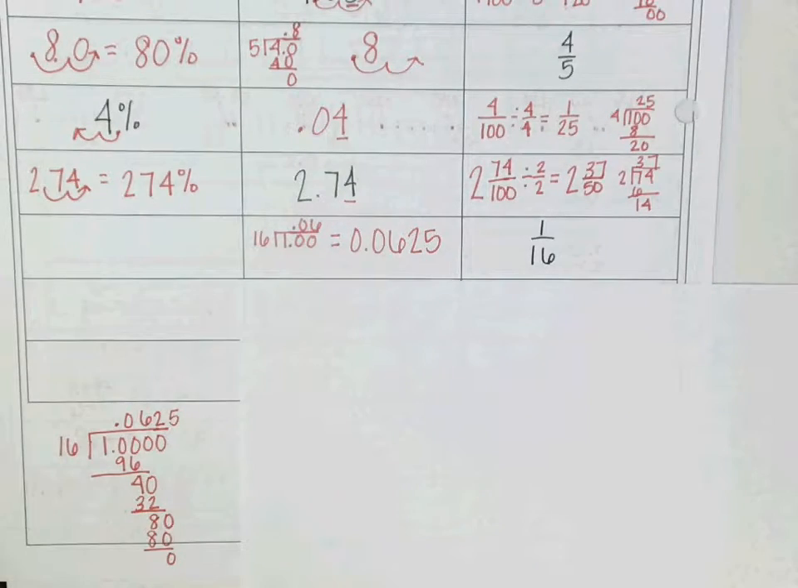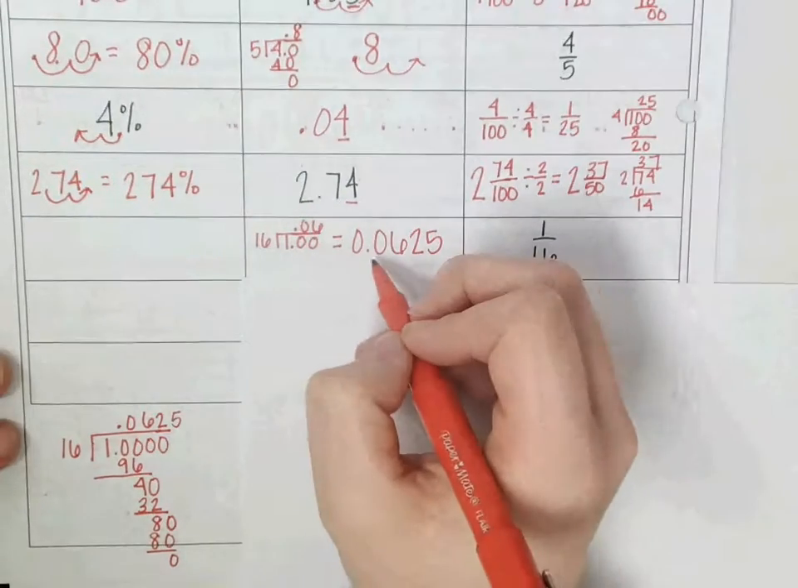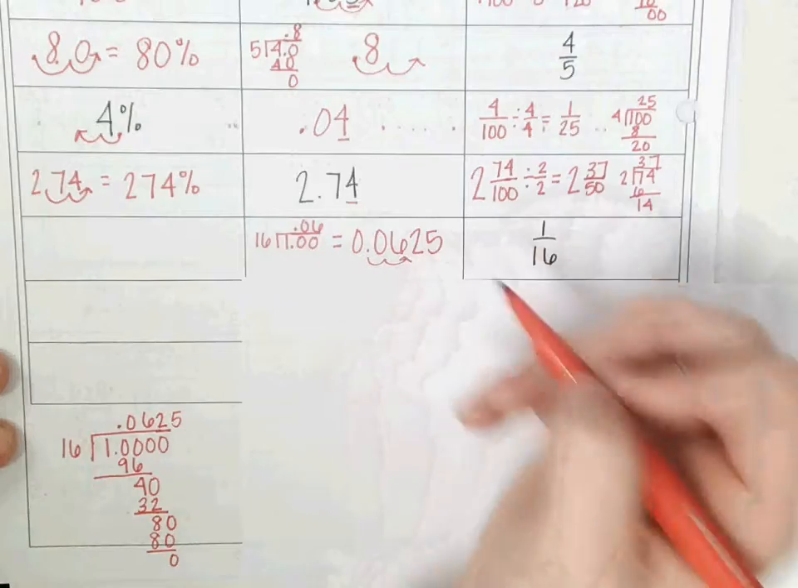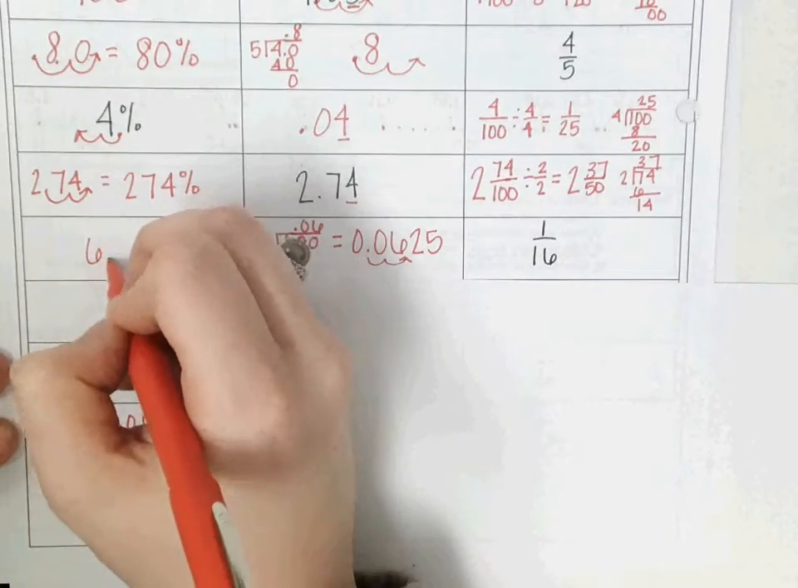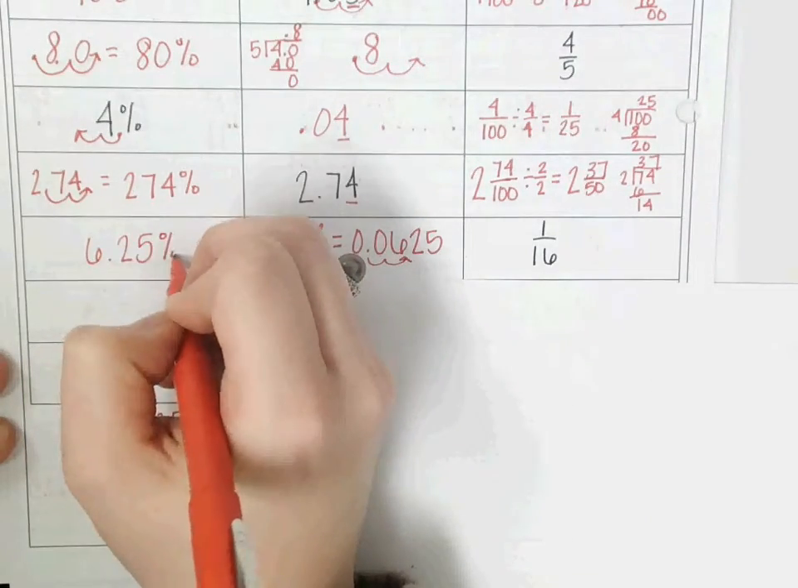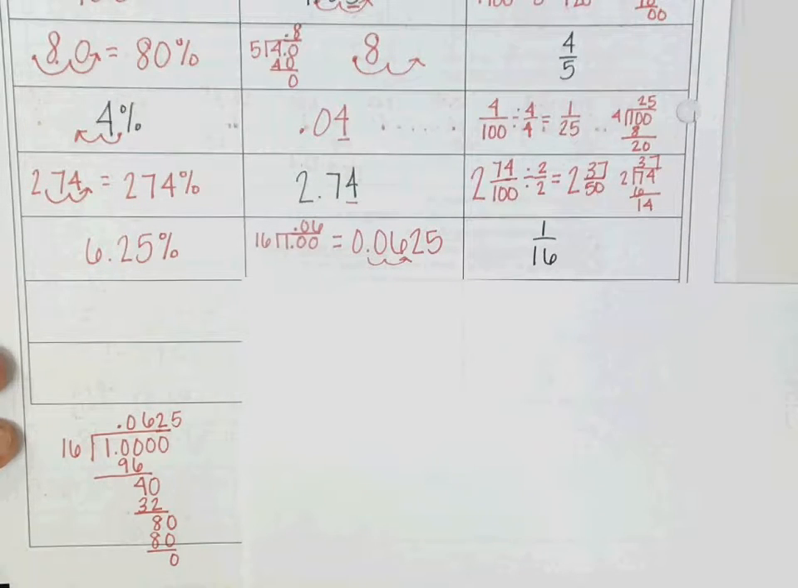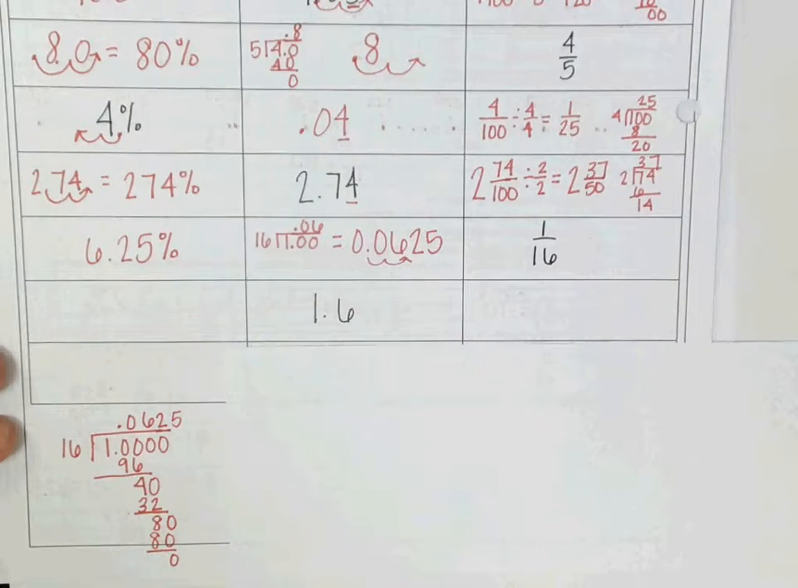Once we have our decimal, we can easily change it to a percent just by moving our decimal 2 to the right to give me 6.25%. Okay. 1.6, you guys can change that on your own very quickly. Again, pause it and then double check.